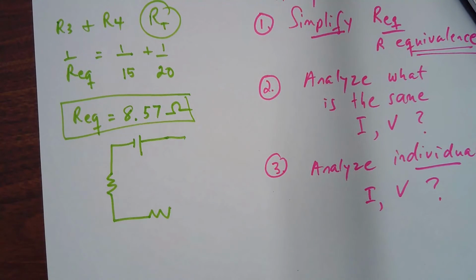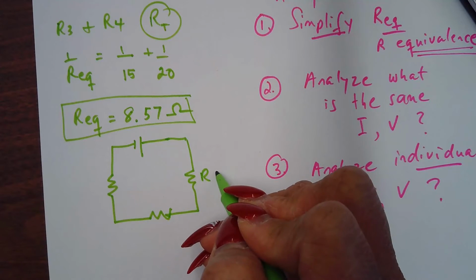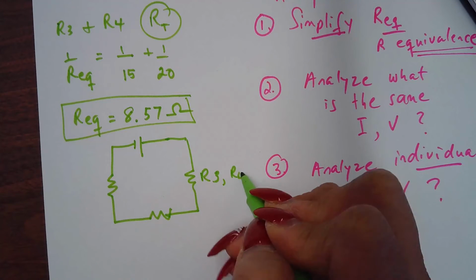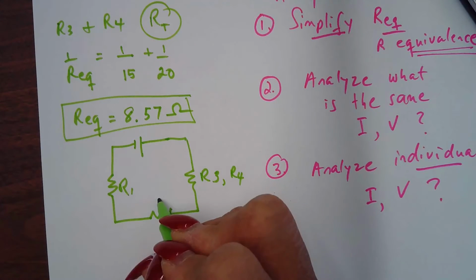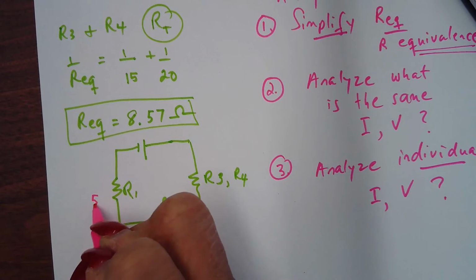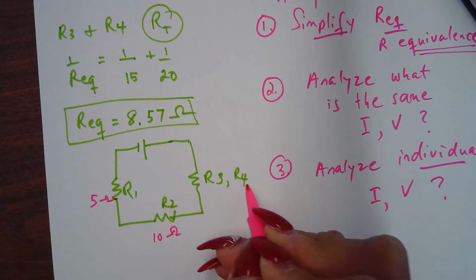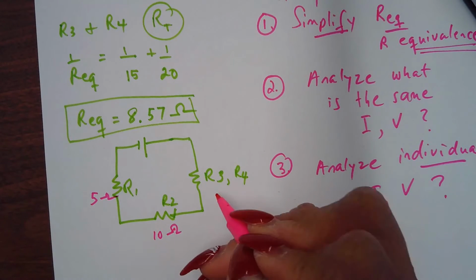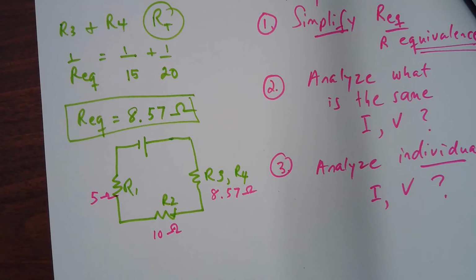But look what we've done here. This is now just 1. I've simplified. This is now the R3 and R4. I've combined them. So you still have your R1. You still have your R2. R1 is still 5 ohms. R2 is still 10 ohms. But what is R3 and R4 combined? 8.57 ohms. We have made it into one single resistor, right?